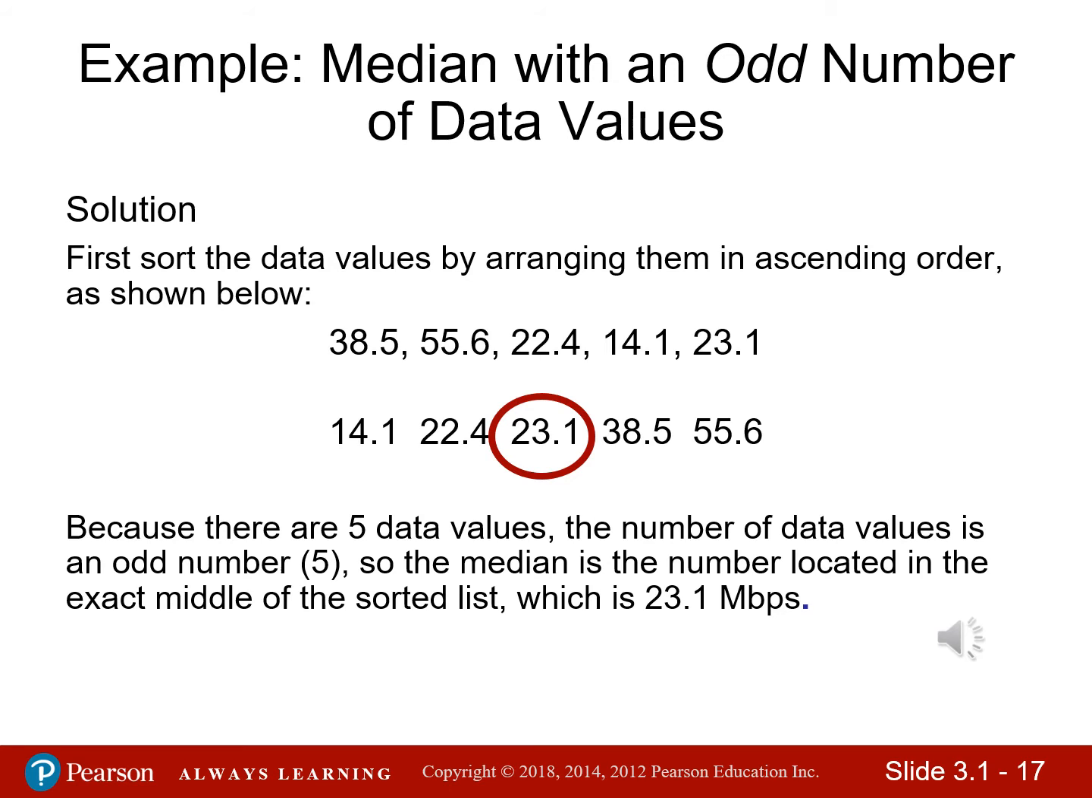So we start with 14.1, and then 22.4, 23.1, 38.5, and finally 55.6. And because there are 5 data values, we have an odd number of data values in our data set. So the median is the number that is located in the exact middle of the sorted list. So that would be the third value in our sorted data list. So the median of this data set would be 23.1 megabits per second.